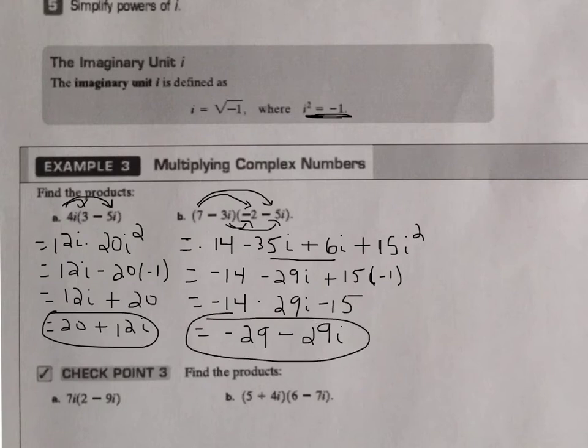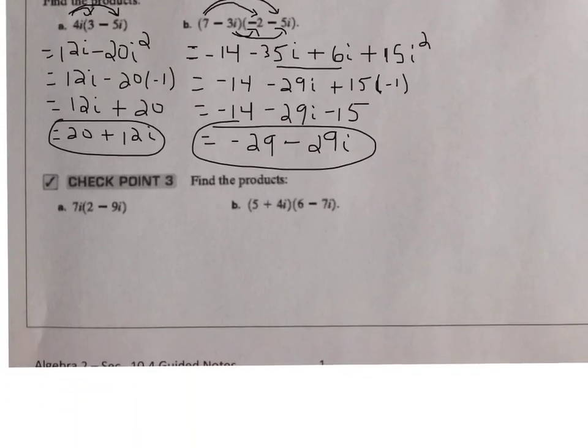Pause here, try your checkpoint. When you come back, I'll give you the answer. Okay, checkpoint 3. The answer to checkpoint 3, part A, is 54 plus 14i. And checkpoint 3, part B, 58 minus 11i.